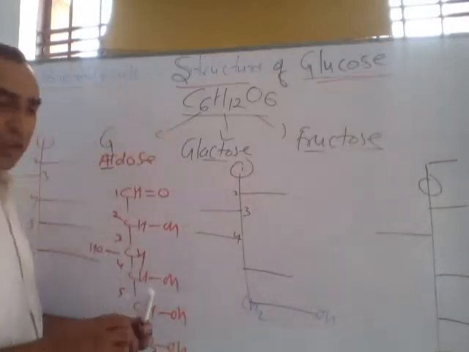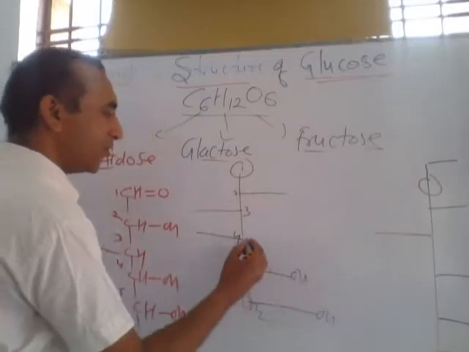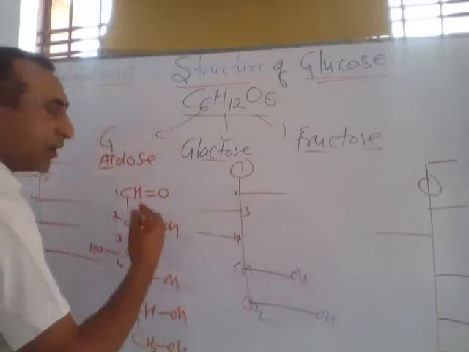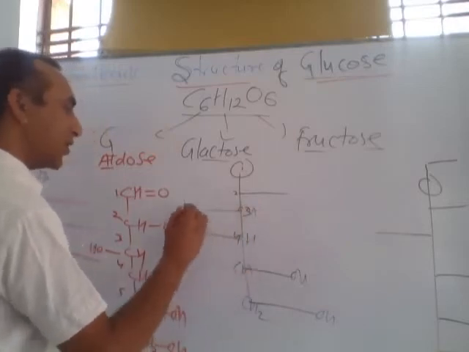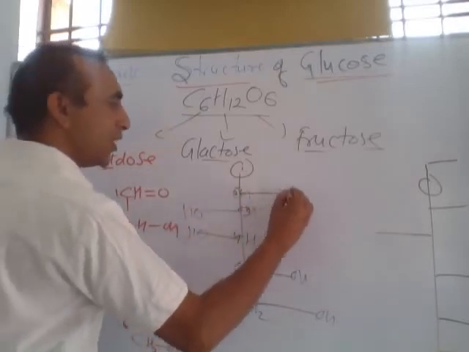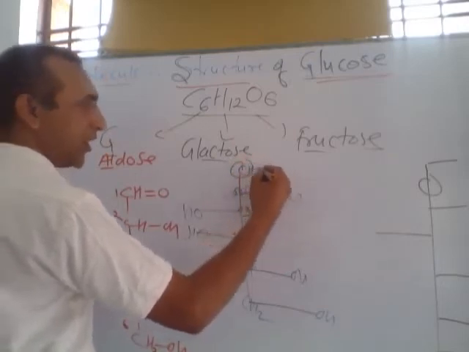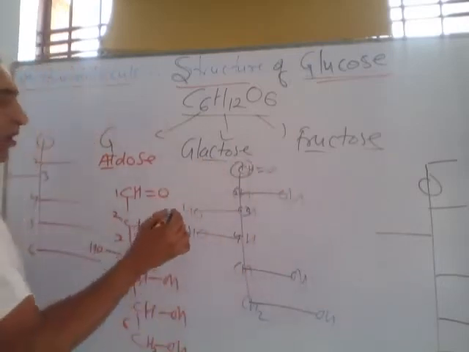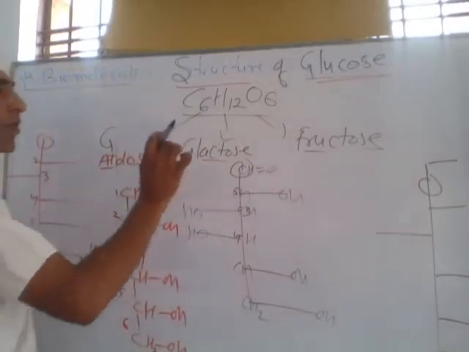CH2OH, then CHOH. On the 4th carbon and 3rd carbon the orientation is on the left hand side, CHOH, CHOH. This is CHOH, and on the top, the 1st carbon, this is CHO. The circle means the aldehyde group. So glucose and galactose both are aldose sugars having an aldehyde group.